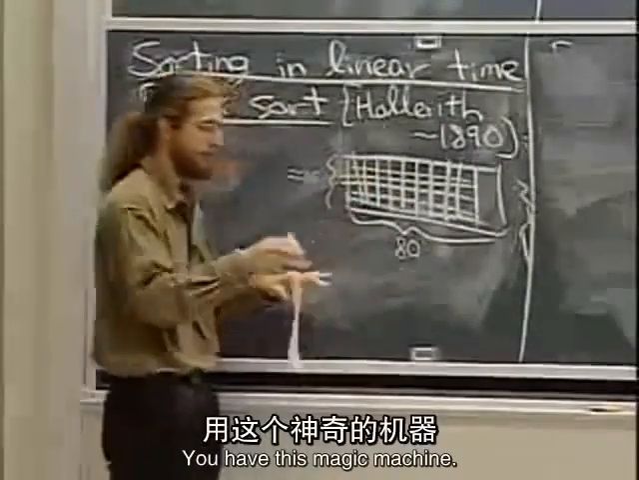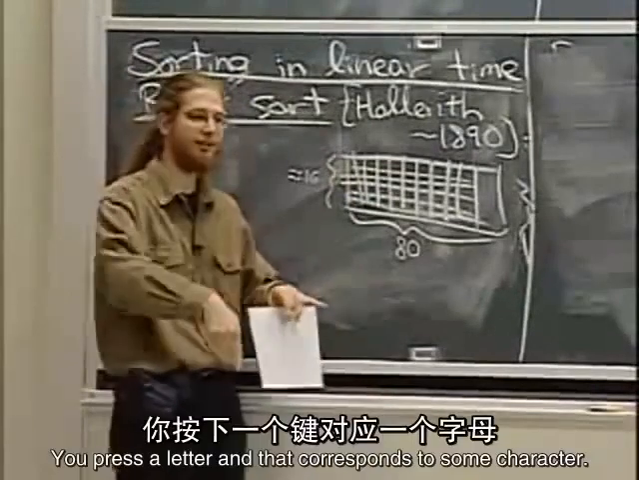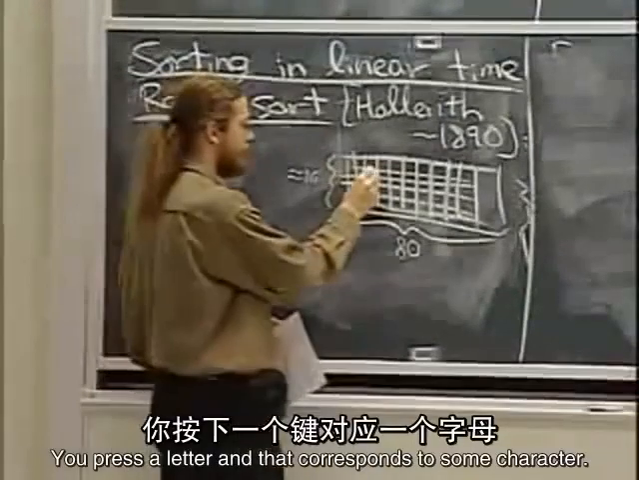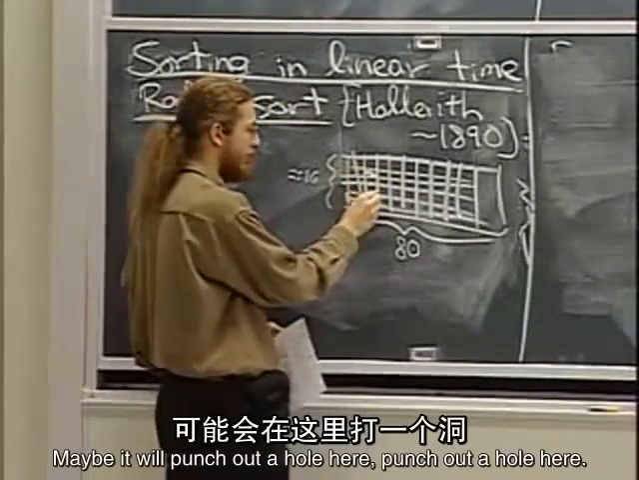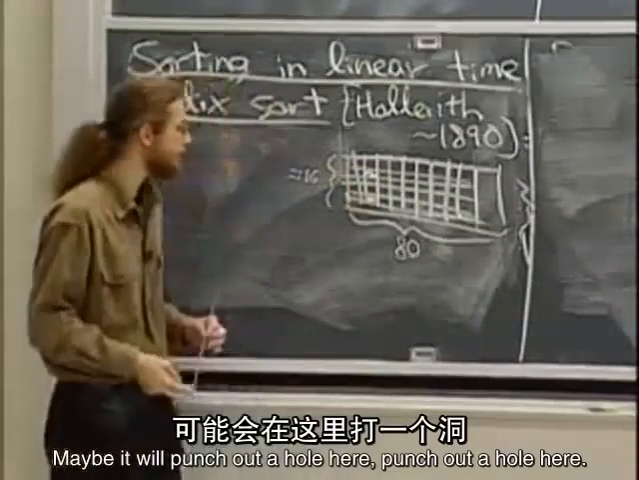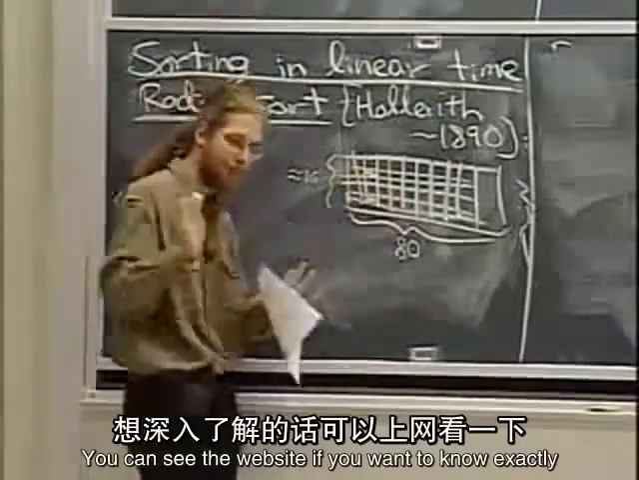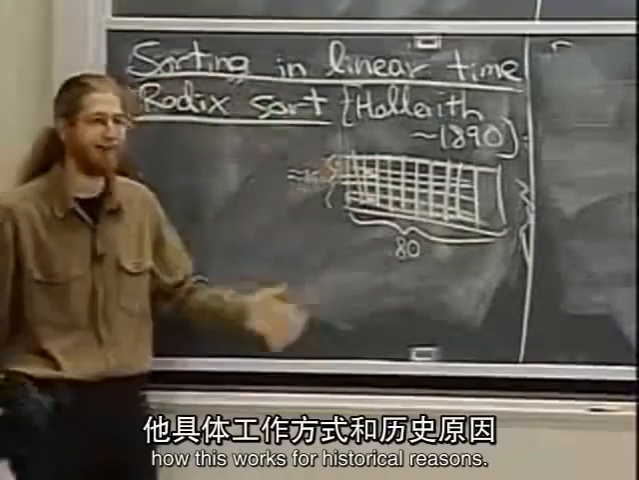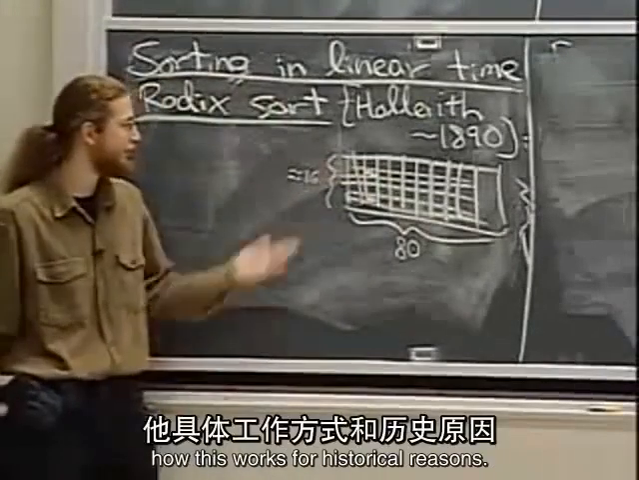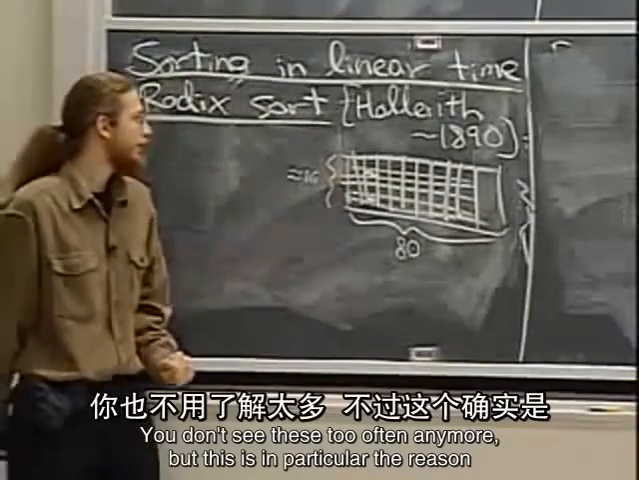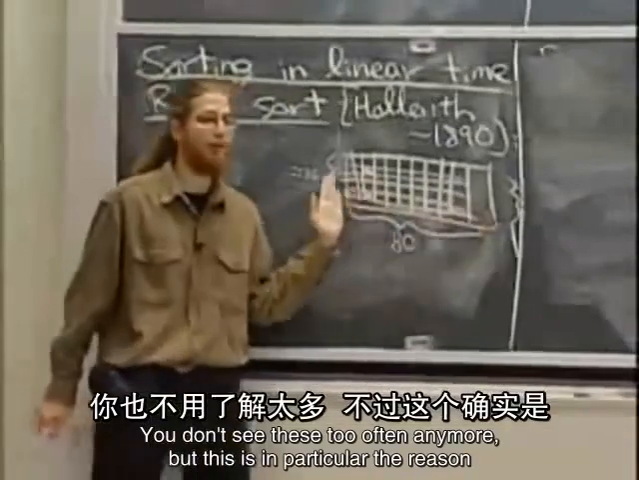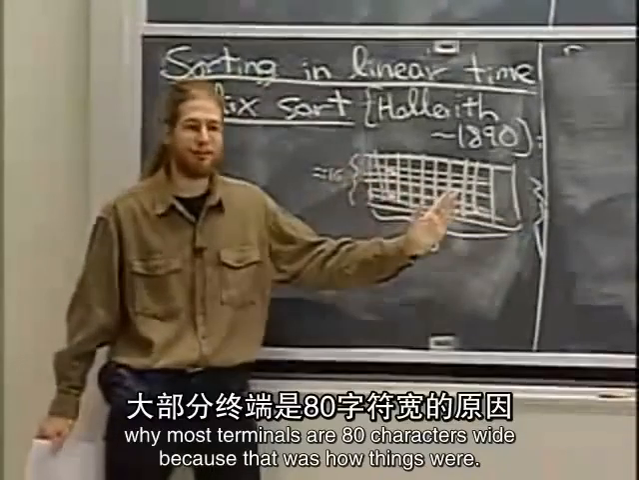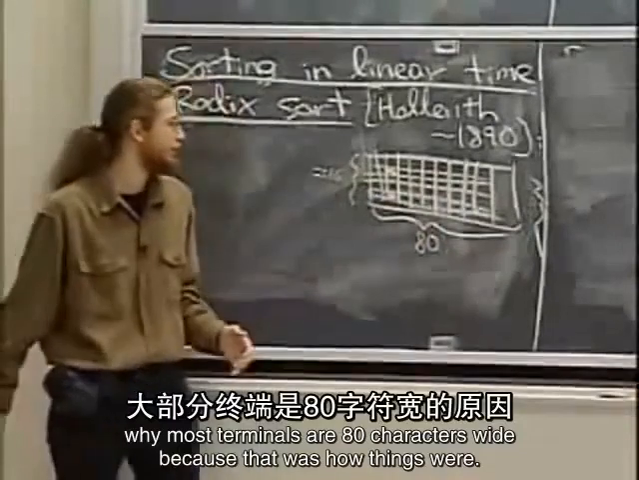So you have this magic machine. It's like a typewriter. You press a letter, and that corresponds to some character. Maybe it'll punch out a hole here, punch out a hole here. For numbers, you can see the website if you want to know exactly how this works for historical reasons. You don't see these too often anymore. But this is in particular the reason why most terminals are 80 characters wide, because that was how things were.